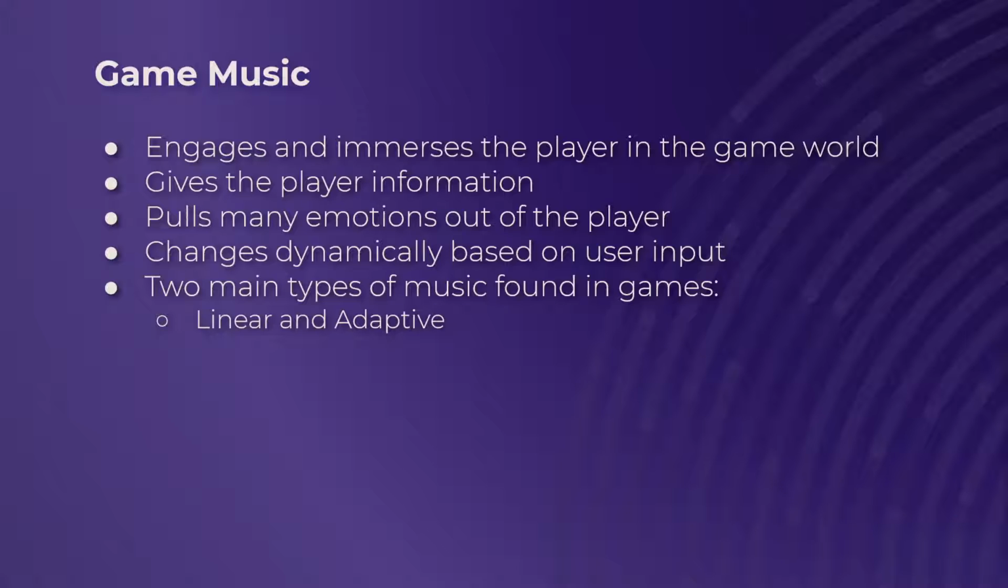But the great thing about game music and the way it is unique is that it can change dynamically based on the player's input. And through that, there are two main types of music that are found in games. So there's linear music and adaptive music, which obviously, from the title of this one, adaptive music is the main one we're going to be looking at. But to understand it, we got to first look at linear music.